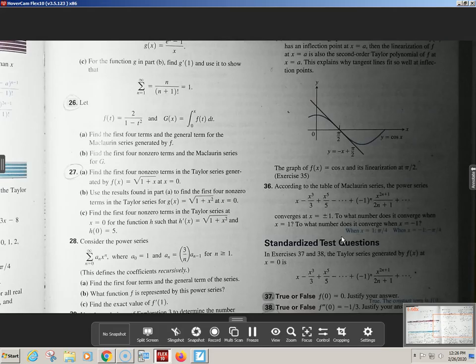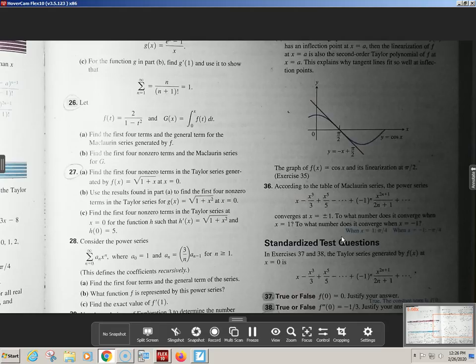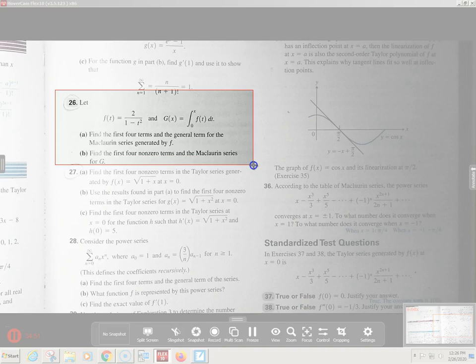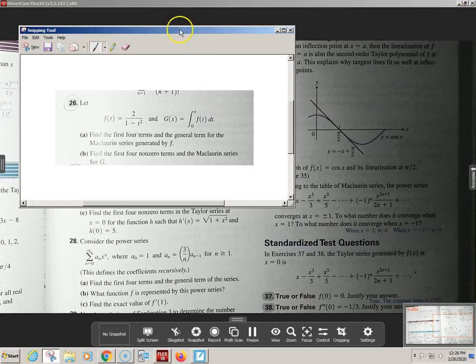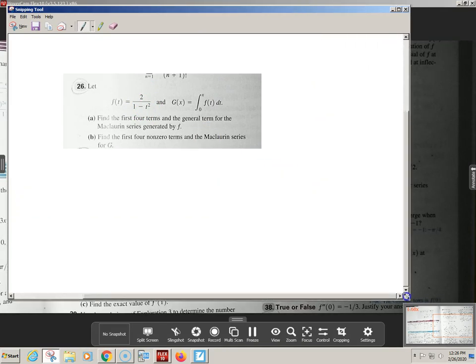There we go, because it says Maclaurin. So we have 2 over 1 minus t squared, which looks a lot like a geoseries to me, yeah? Except this is a geoseries with an initial term of 2. Remember, a sub 1 over 1 minus r. A geoseries with an initial term of 2 and a common ratio of t squared. So my part A is very similar to what you just did, right?